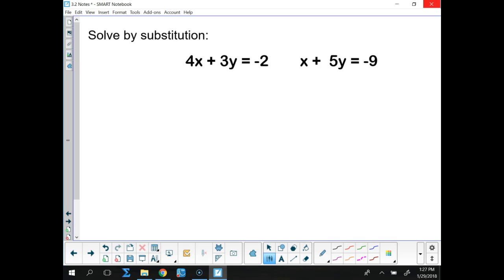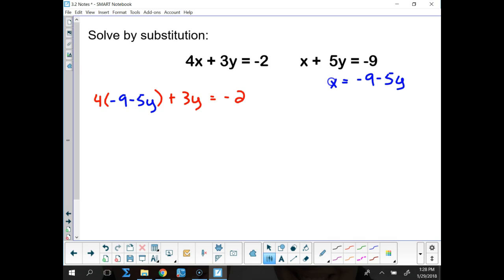So I would probably solve this right one for x by subtracting 5y from both sides. Then I would plug that into the left one. So that's going to be 4 times -9 minus 5y. Then plus 3y, and that's going to be -2.